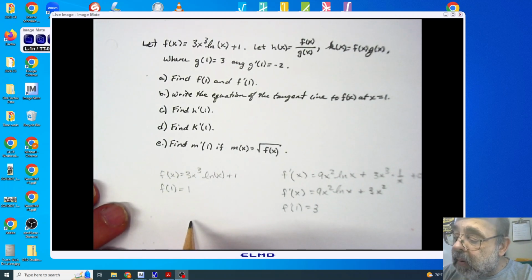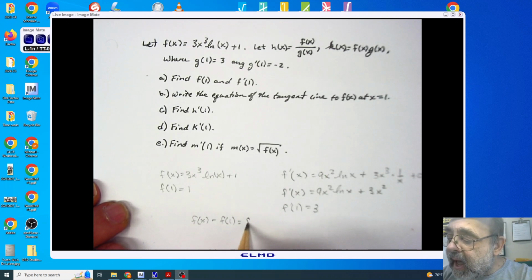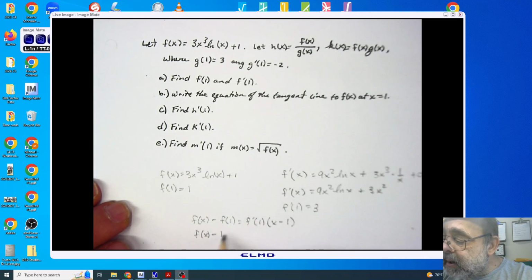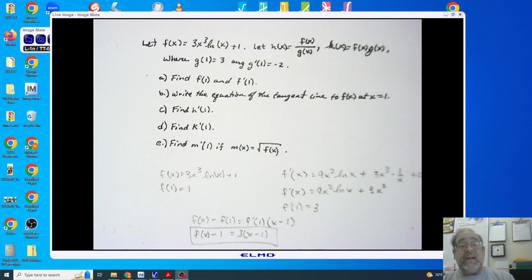and I can go to my point-slope formula. f of x minus f of 1 is equal to f prime of 1 times x minus c, or 1. Putting all of my information in, f of x minus 1 equals 3 times x minus 1 is now the equation of my tangent line, and I'm now ready to do a tangent line approximation if I need to.